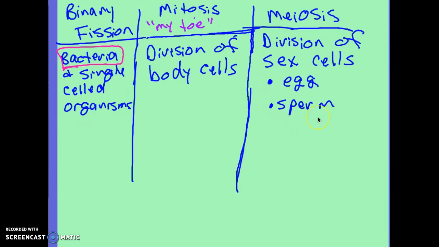And then meiosis is the division of sex cells, so this is where egg and sperm, the process by which egg and sperm get made, and we'll see and compare and contrast kind of how these are alike, and there's a lot of similarities, but also how they're different, because they are different. And that's where I'm going to stop today.